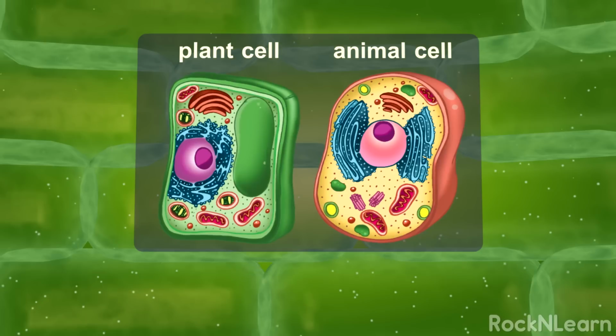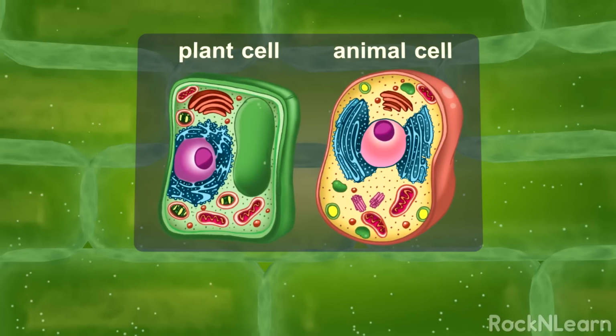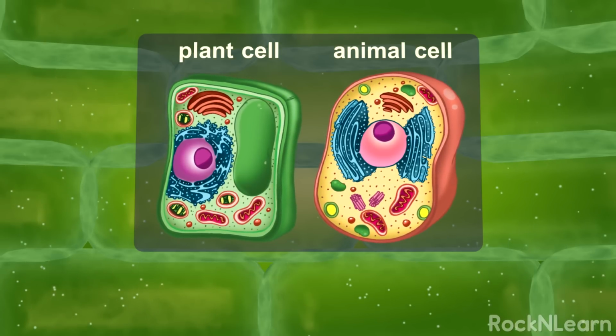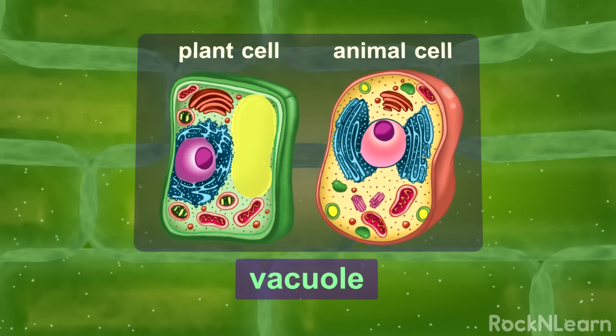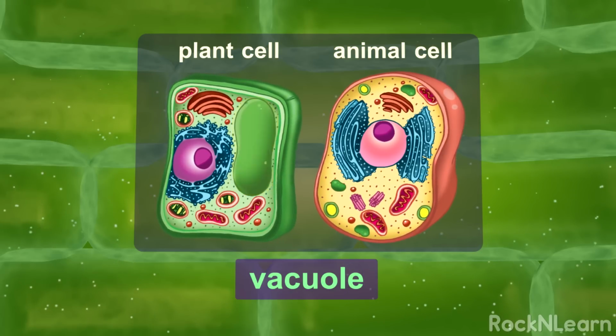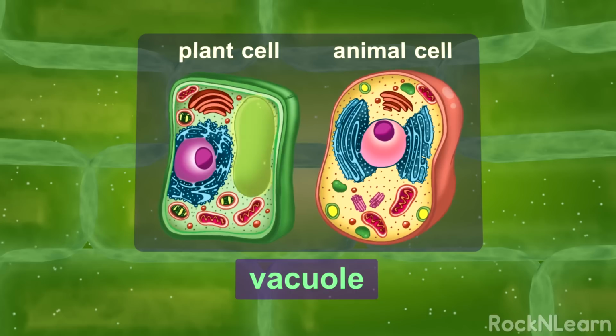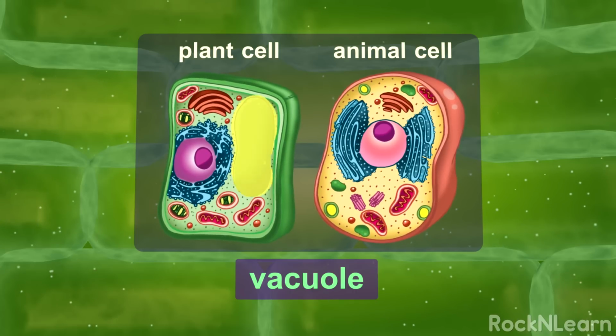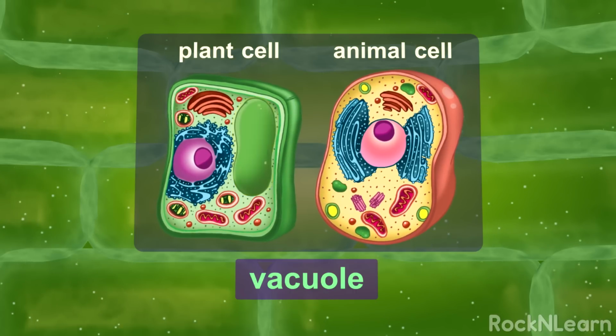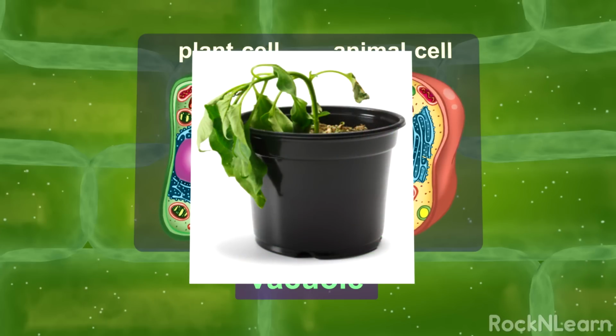Plants have one really large organelle called a vacuole that fills a big part of the cell. In a plant cell, the vacuole primarily holds water, but can also hold nutrients and waste. When a plant has too little water in its vacuoles, the plant wilts.